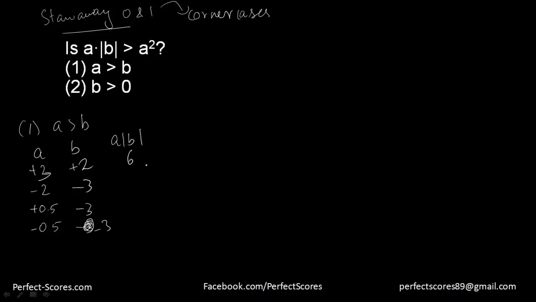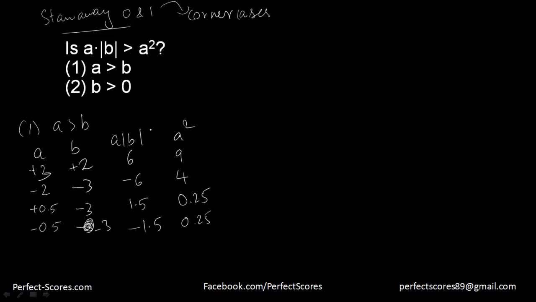A into modulus of B is 6 here, which is -6 here, which is 3 into this, so this is 1.5 here, right? And this is -1.5, right? So what is A square? A square comes down to be equal to 9 here, right? Similarly, A square is equal to 4 here. A square is equal to 0.25, and A square is again equal to 0.25.